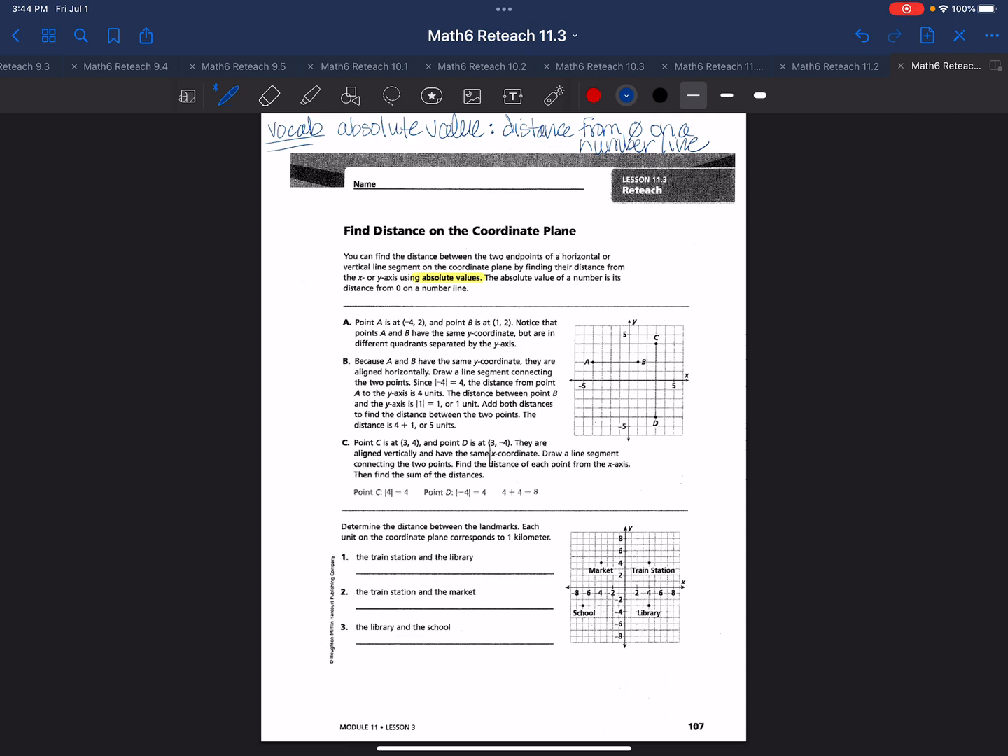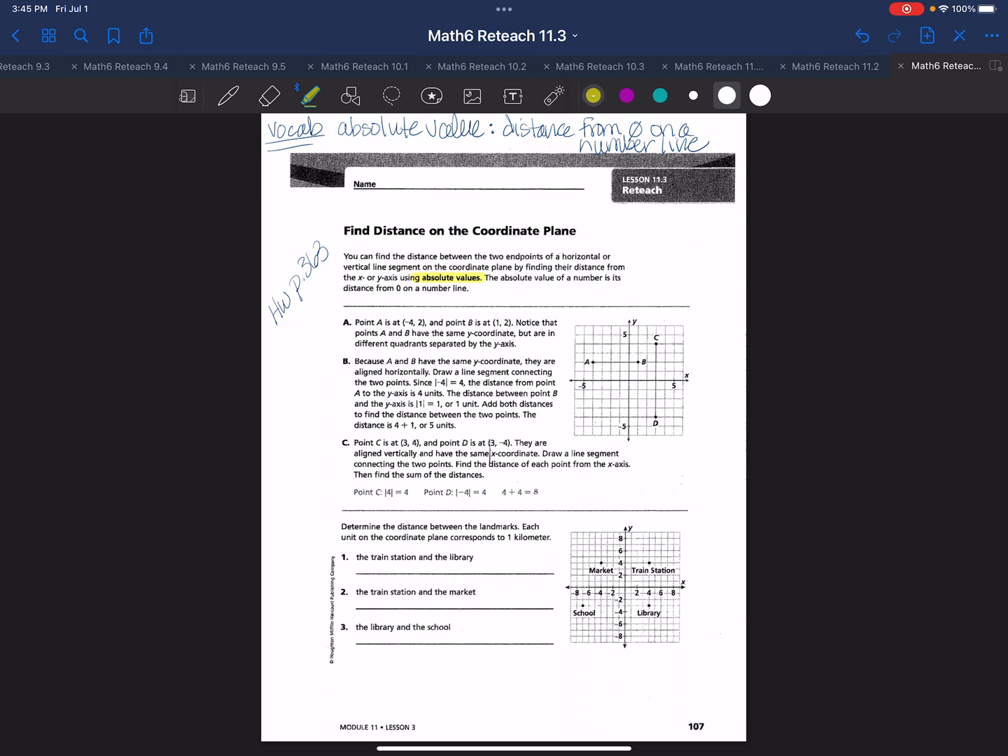I encourage you to pause this video at any time and complete these problems on your own first, and then go back and watch the video. So you can find the distance between the two endpoints of a horizontal or vertical line segment on the coordinate plane by finding their distance from the x or y axis using absolute values. Remember, the absolute value of a number is its distance from 0 on a number line. If you'd like to refer to problems in your student notebook similar to this, look at your homework on page 363 for more examples. Let's look at our first example here.